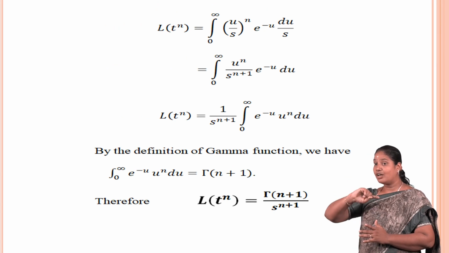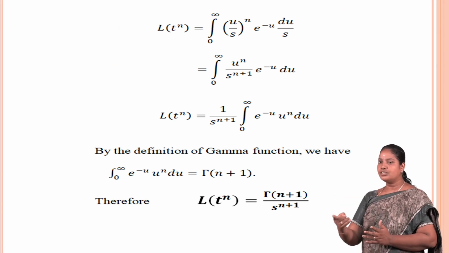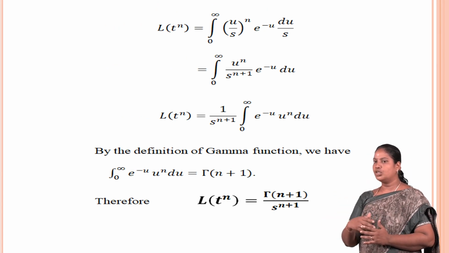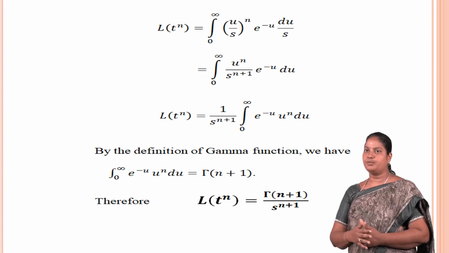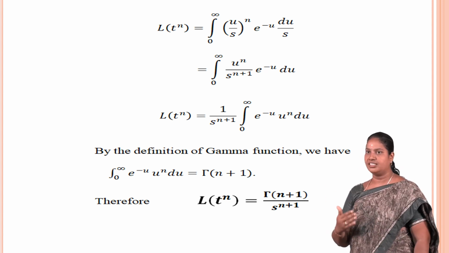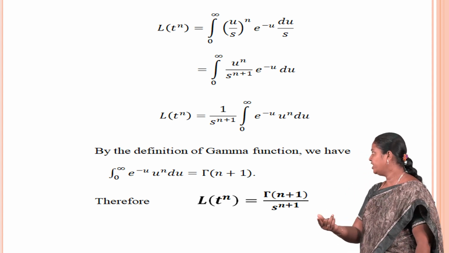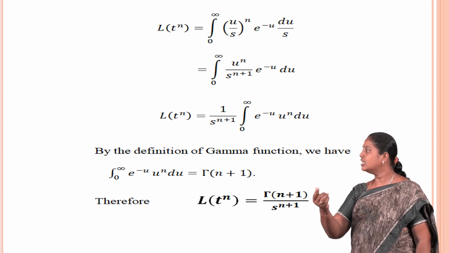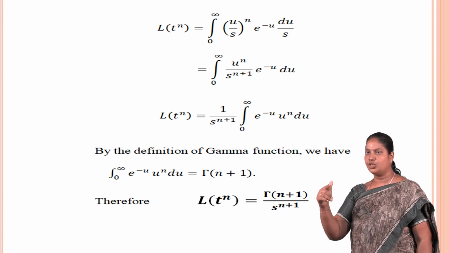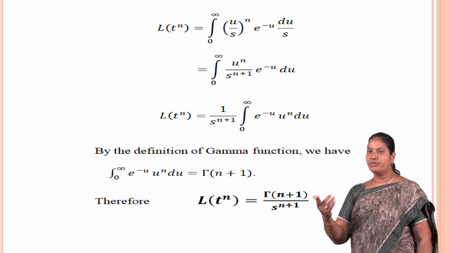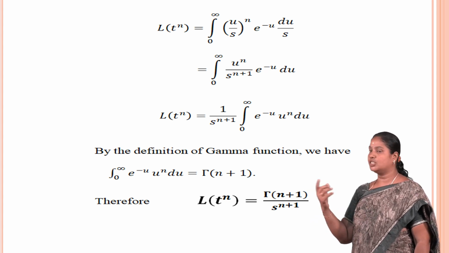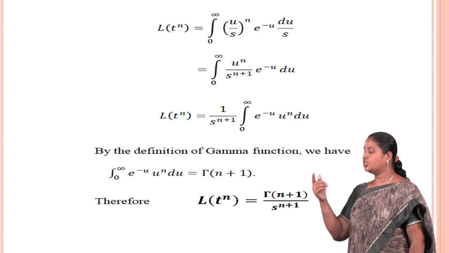And also we have to be aware of the limits. As t tends to 0, what will be u? As t tends to 0, u also tends to 0. As t tends to infinity, u also tends to infinity. So using the substitution method, L of t power n is equal to integral 0 to infinity (u by s) the whole power n, e power st becomes e power minus u, and dt becomes du by s. So this is nothing but u power n, s power n into s, that is s power n plus 1, into e power minus u du.